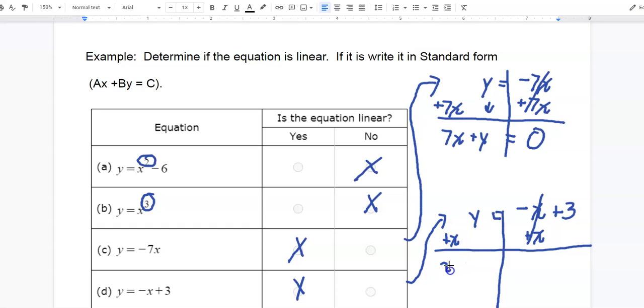Now I'm left here with x plus, because that's a positive y, equals 3. Great. My a in this case would be 1. My b would also be 1, and my c is 3. Fantastic. I have a linear equation, and this would be that equation in standard form.